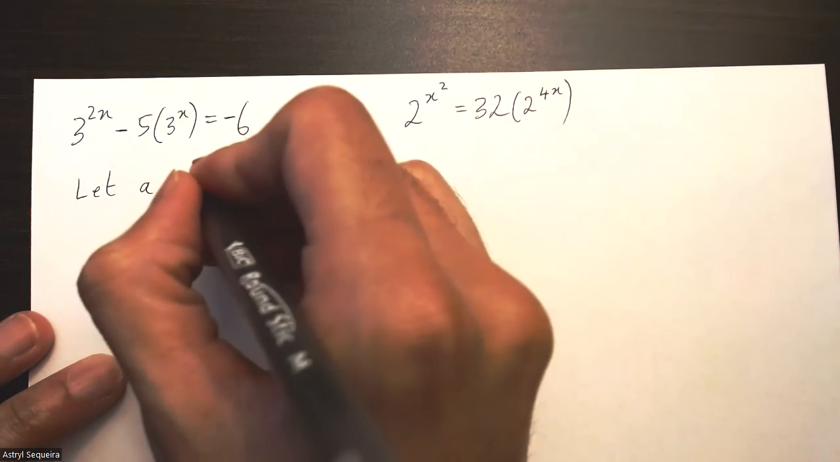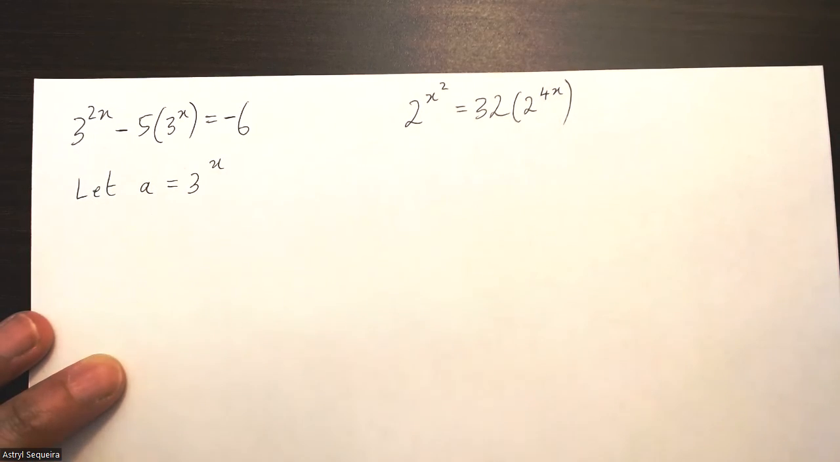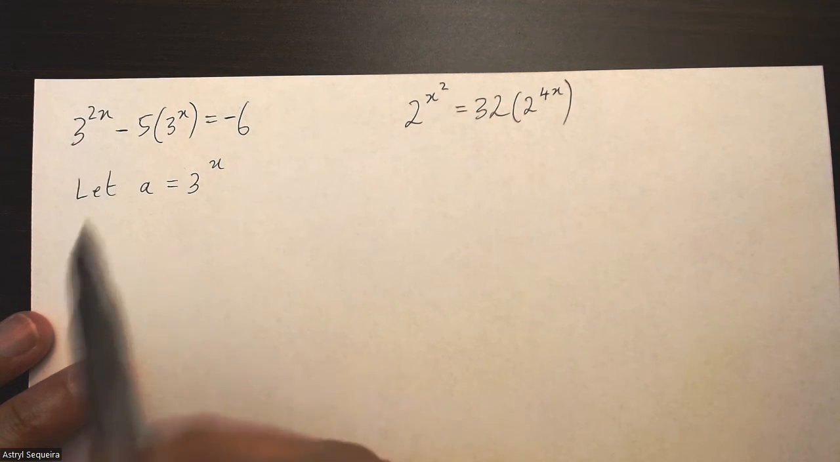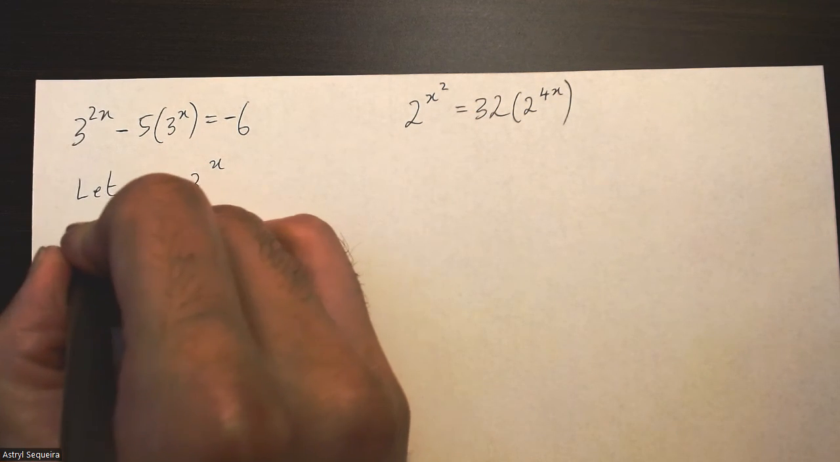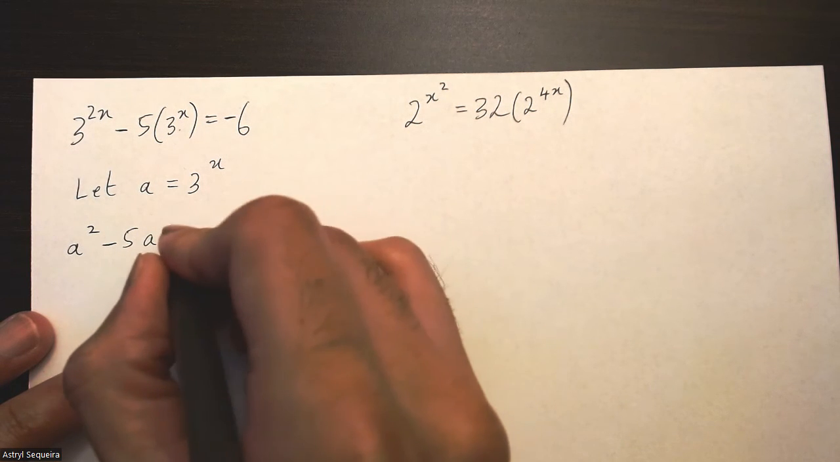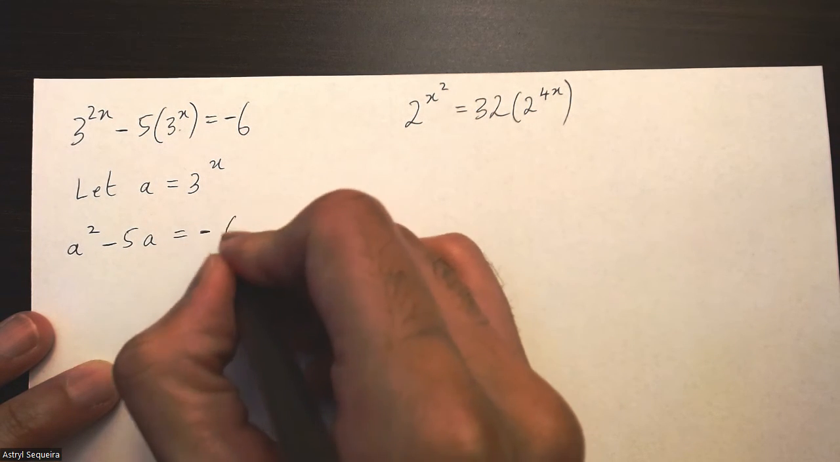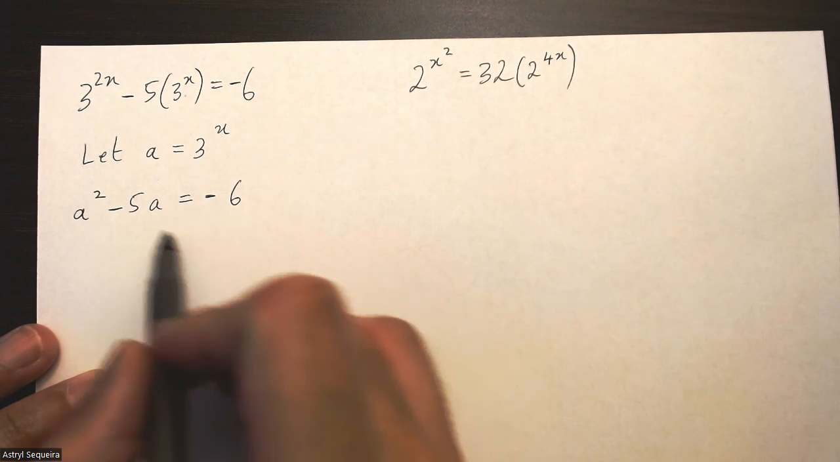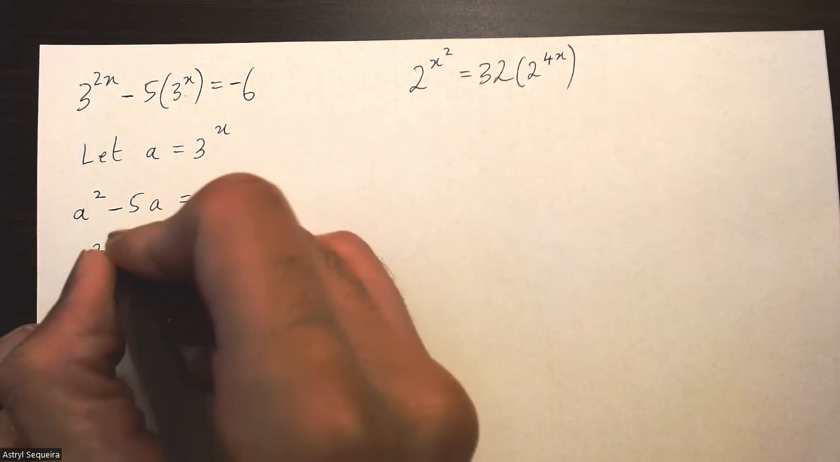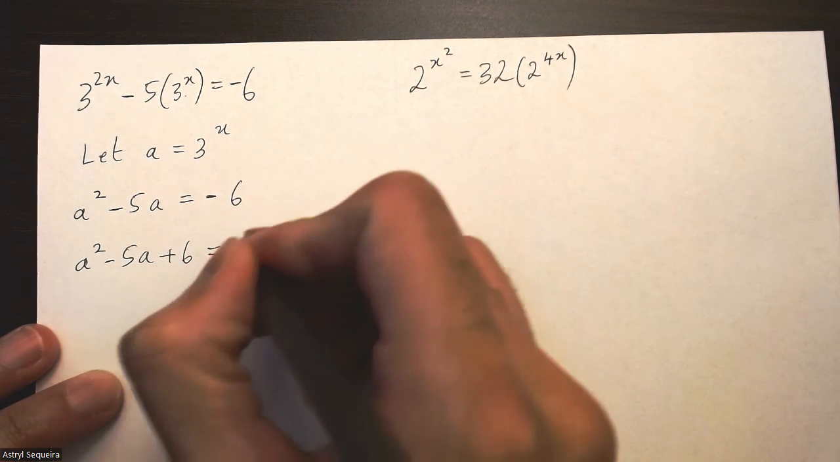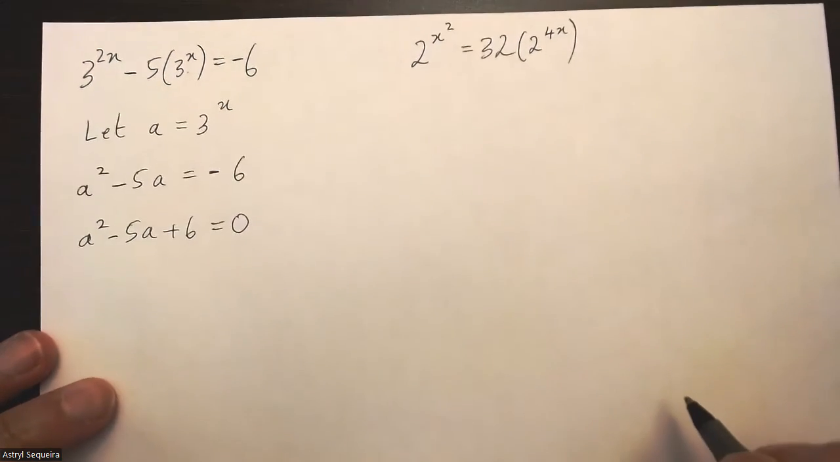Let a equal 3 to the power of x. So now I can replace this 3 to the x with an a, so that becomes a squared. This will become minus 5a equals negative 6. Then we just solve it like a quadratic equation, so I'll move the negative 6 over. And then I'll factor it.